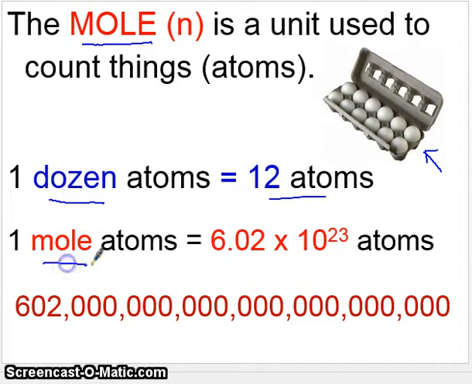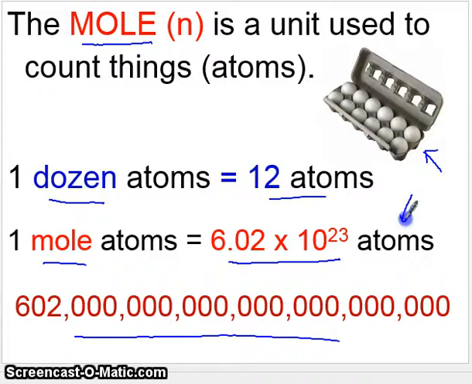Similarly, the mole represents a certain number. Now the number is pretty big. In fact, here it is written out: 6.02 times 10 to the 23. And the reason the number has to be so big is because we are dealing with atoms. Recall that atoms are extremely tiny, so tiny you cannot see them. So you have to have a huge amount to really work with them. And that's why a mole is defined as 6.02 times 10 to the 23 atoms.